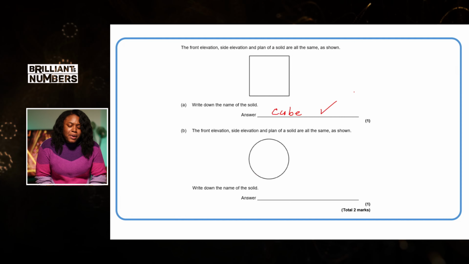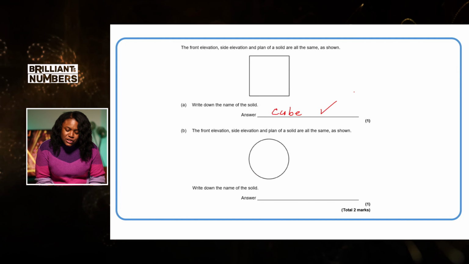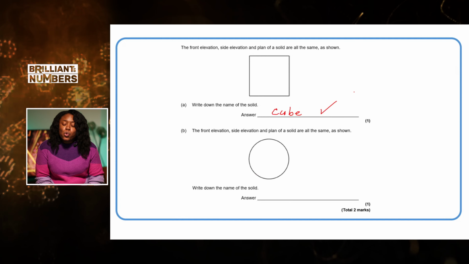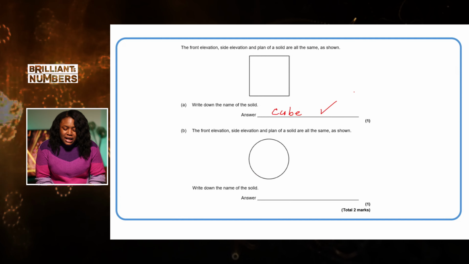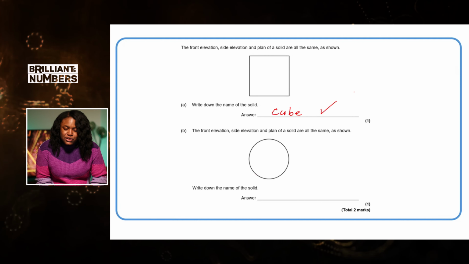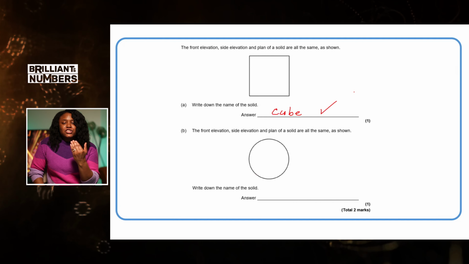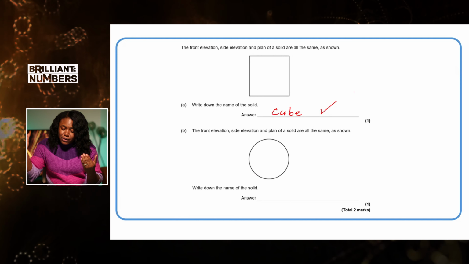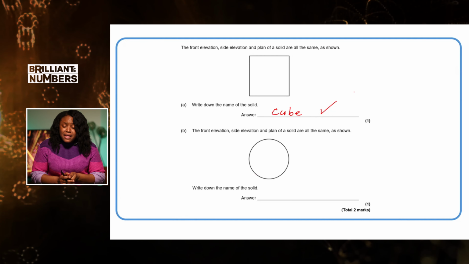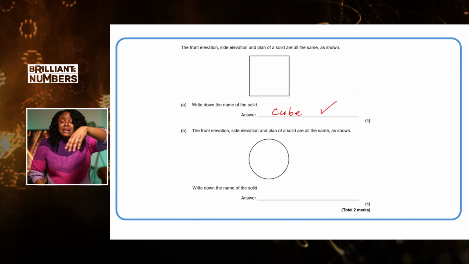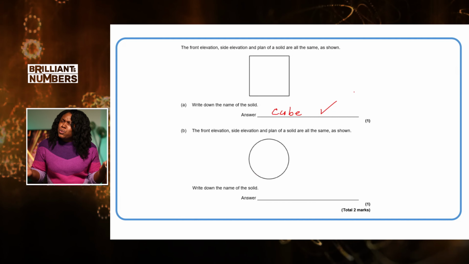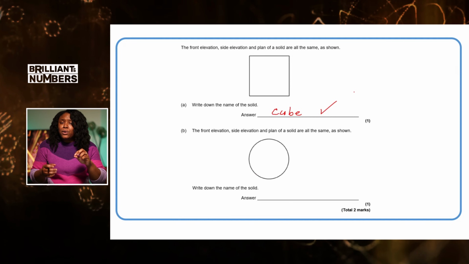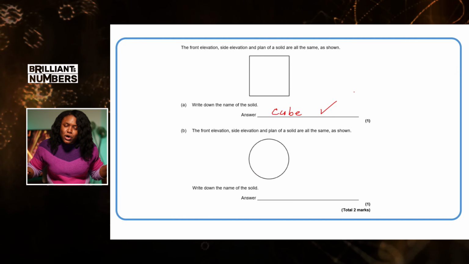Okay. Part B says the front elevation, side elevation, and plan of a solid are all the same as shown. Write down the name of the solid. So we go ahead and think. The front elevation, I'm looking on and I'm seeing this circle. The side elevation, I'm looking from the side and I'm still seeing a circle. The plan view, I'm looking down on the shape and I'm still seeing a circle. Then what shape could it possibly be? Now, some people will be tempted to say cylinder, but remember, we are looking at it all the way around, so it could not be a cylinder.